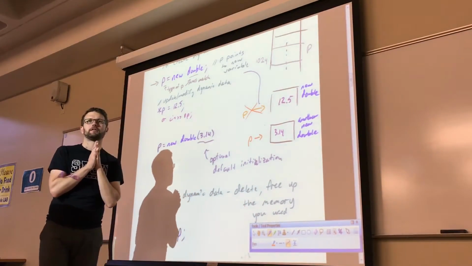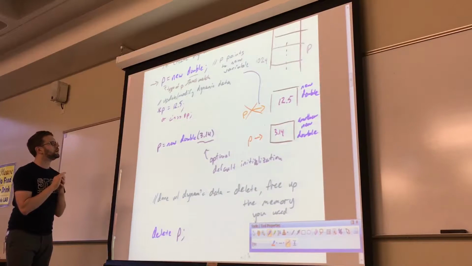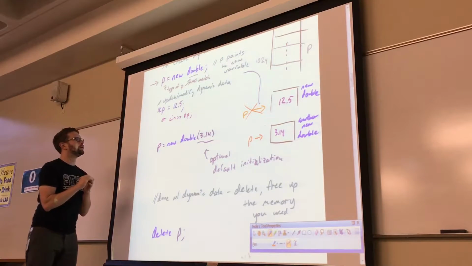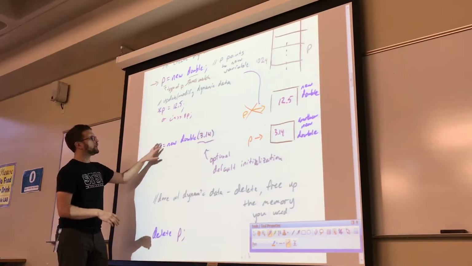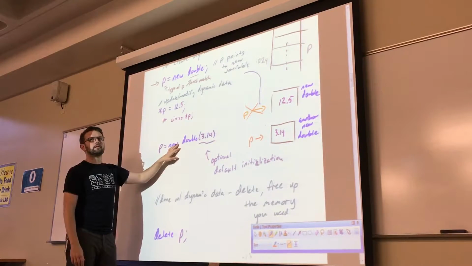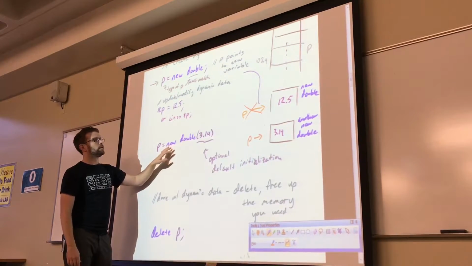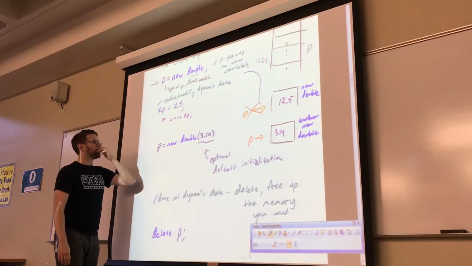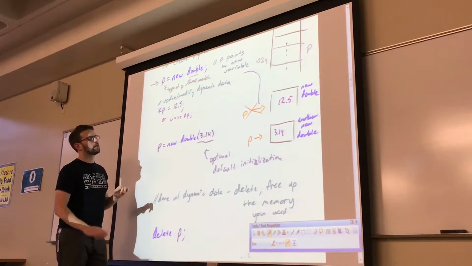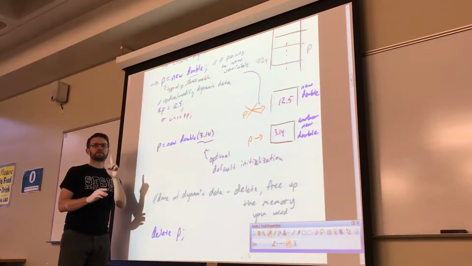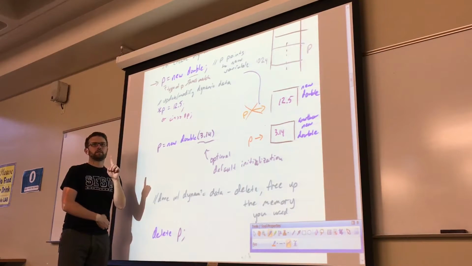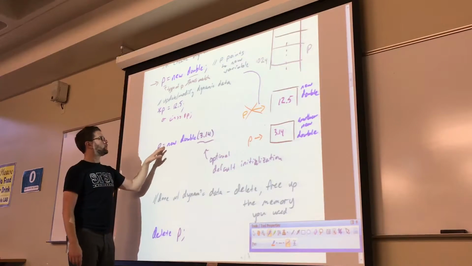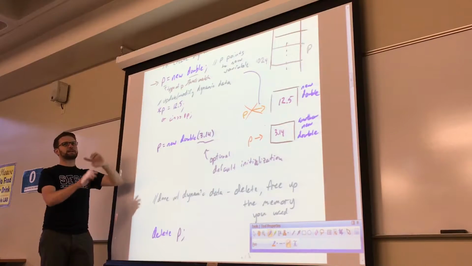Yes? If we deleted P equals new double 3.14, would 12.5 be somewhere else then? If you ran it and then you deleted it, and you ran it again, would 12.5 be somewhere else than the original spot? Hang on. So we're running this program just once. Yeah, and then you delete P equals double 3.14. Let's say you just say delete P. Let's actually get to that in a second.